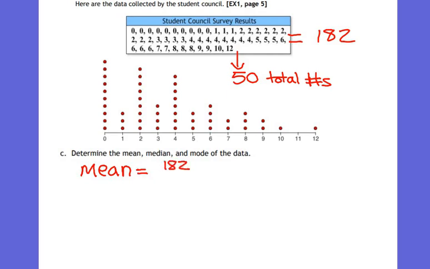182. Then you divide by the number of numbers you have. How many numbers did I have? 50. So I did 182 divided by 50, and I got 3.64. So my mean, or my average, is 3.64. We were talking about hours people studied. So that is 3.64 hours.